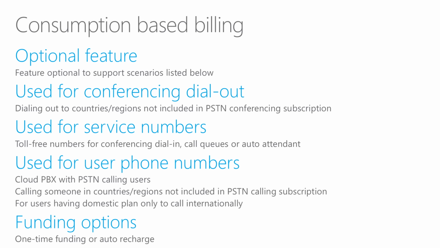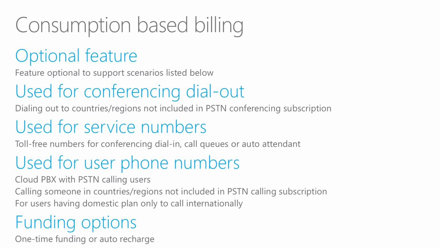call queues, or auto attendants. With toll-free numbers, the caller will not have to pay for calling these numbers. You will have to pay, and you will pay for it by using consumption-based billing. And finally, it can be used for users who are using Cloud PBX with PSTN calling. If they are calling a phone number in a country or region that's not included in the PSTN calling subscription, you can pay for that with consumption-based billing. And also, if you have users who have only a domestic plan, but you want these users to call internationally, consumption-based billing can be used as well.